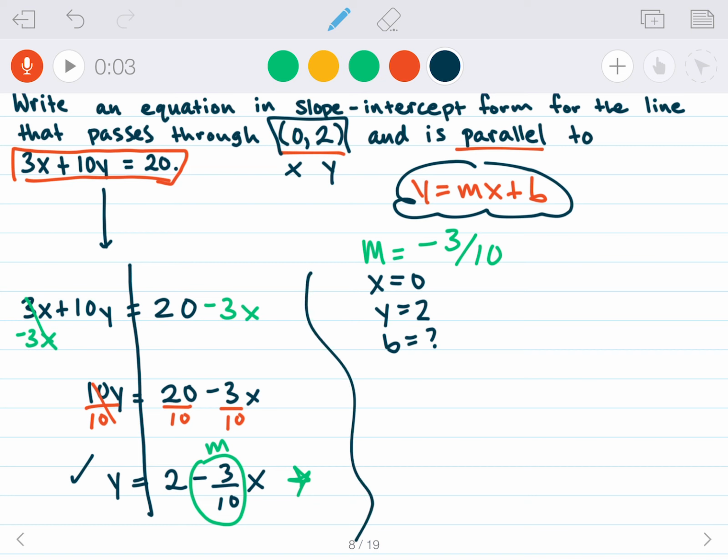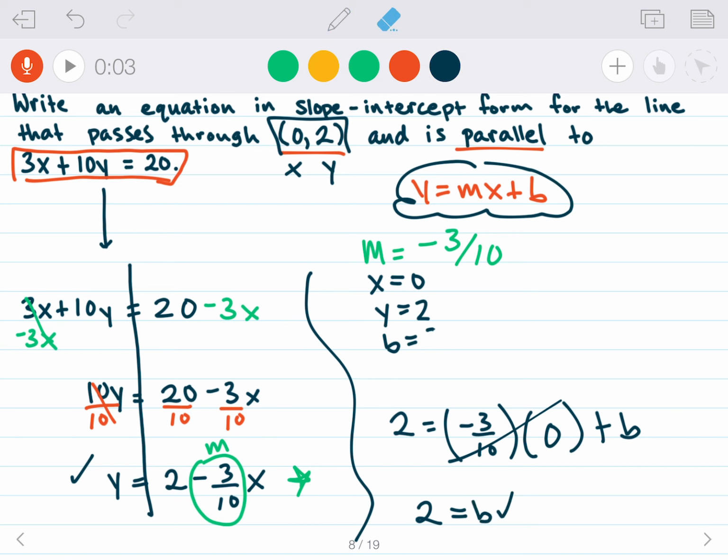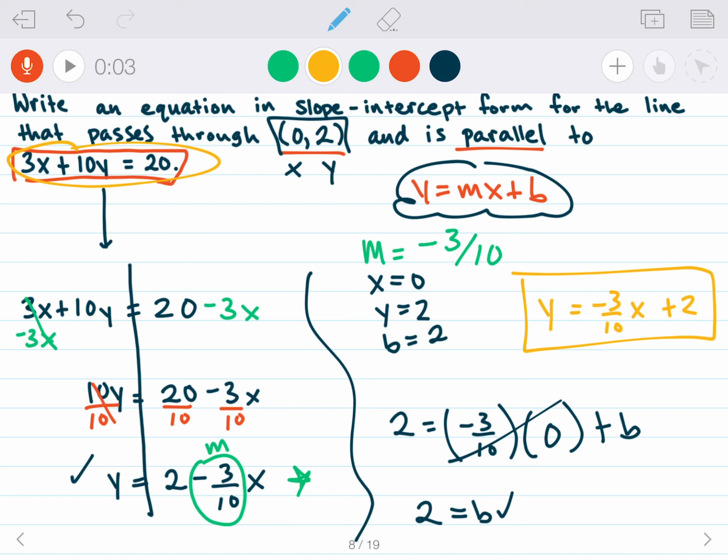So let's do that. So we have y equals m times x plus b. Well, this is nice because anything times 0 is just 0. So 2 is equal to b, as we just mentioned. So b is equal to 2. And so our equation is y equals -3/10 times x plus 2. And that is our answer here. So this line is parallel to this line. That's true. And it passes through this point right here. Because if you were to plug in x equals 0, y equals 2, you would get a true equation.